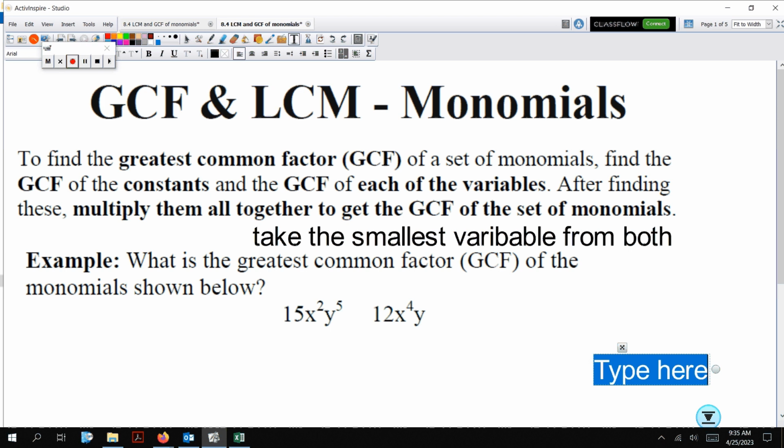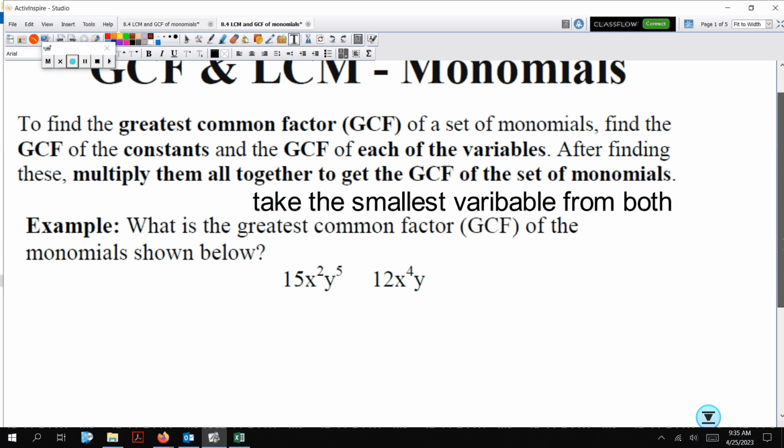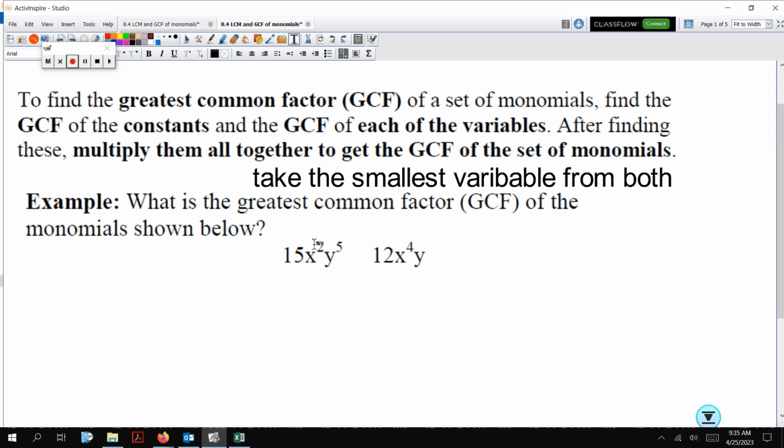Okay. So if I look at the numeric part of this, I'm looking for the greatest common factor for 12 and 15. So what I do is I start with the smallest number, and I ask myself, does 12 go into 15 evenly? And it doesn't. So then I ask, what are the factors of 12? 1 times 12, 2 times 6, and 3 times 4, okay?